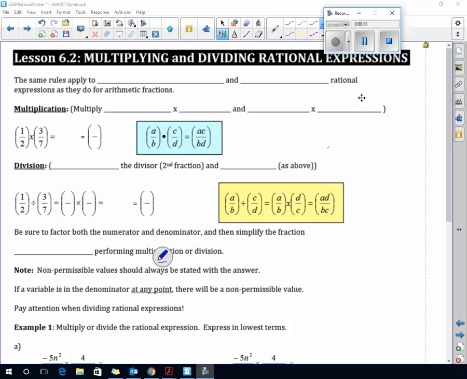For arithmetic fractions. So, arithmetic. No, arithmetic.